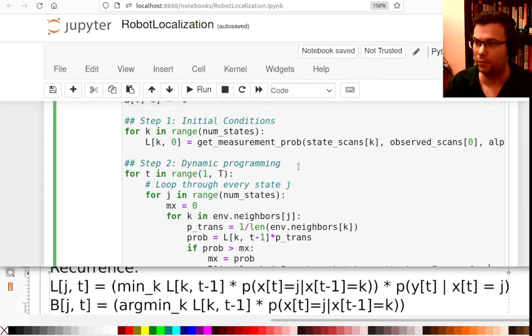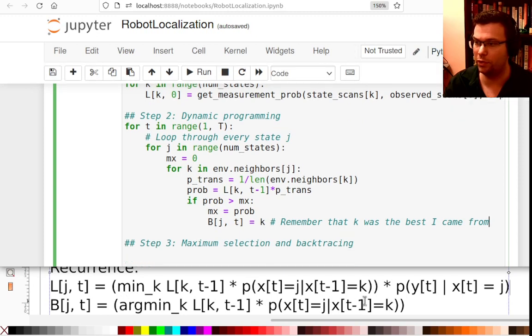All right? So that's this part here. I'm looping through all K, the max over all K where I could have come from. Compute the subproblem: look up the subproblem of K at time t minus 1, and multiply that by the transition probability.